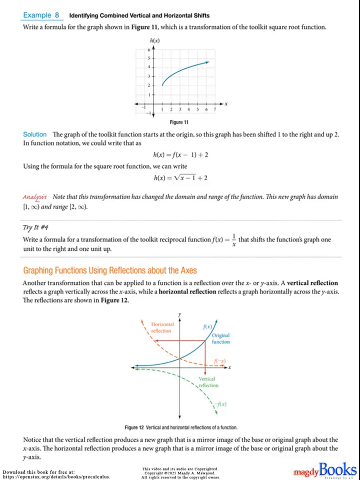J. Analysis. Note that this transformation has changed the domain and range of the function. This new graph has domain [1, infinity) and range [2, infinity). Try it number 4. Write a formula for a transformation of the toolkit reciprocal function f of x equals 1 over x that shifts the function's graph 1 unit to the right and 1 unit up.